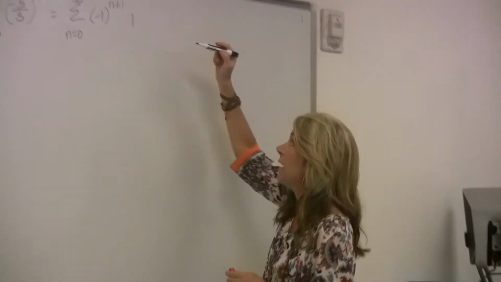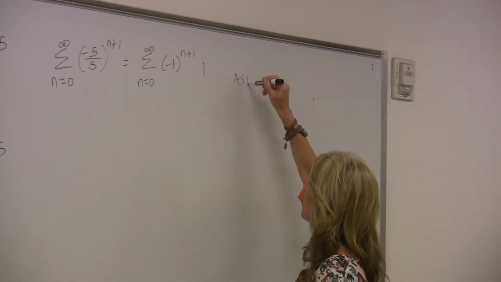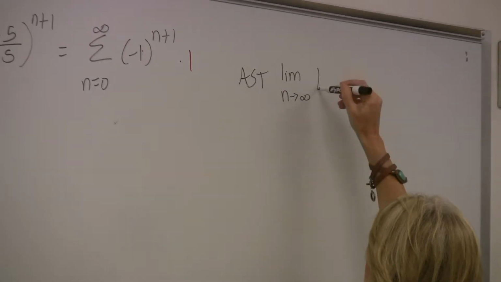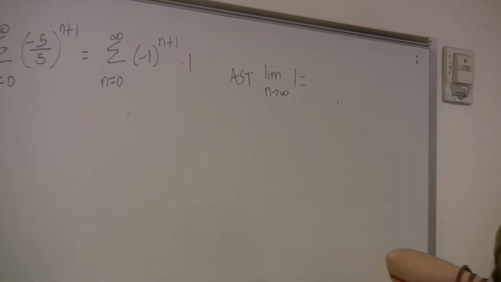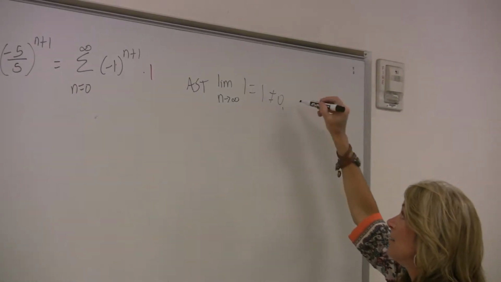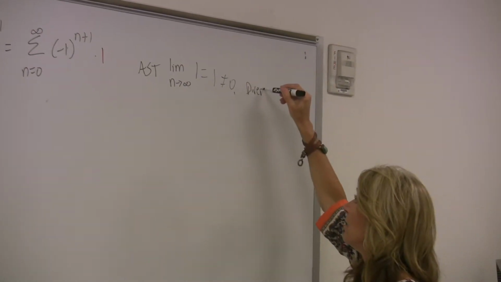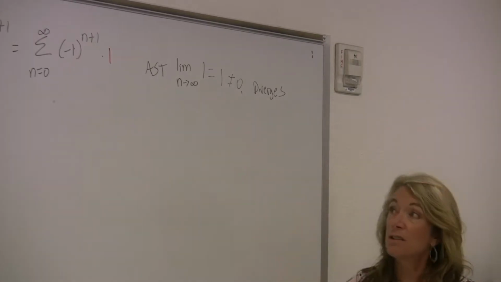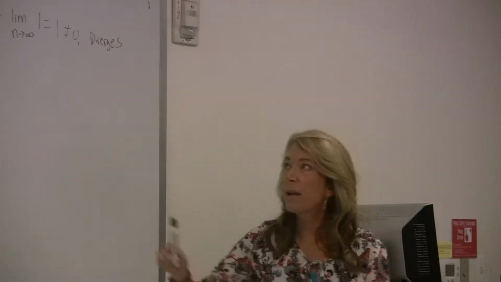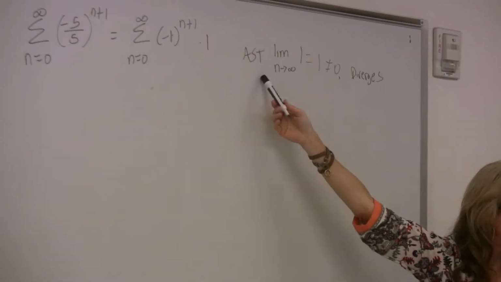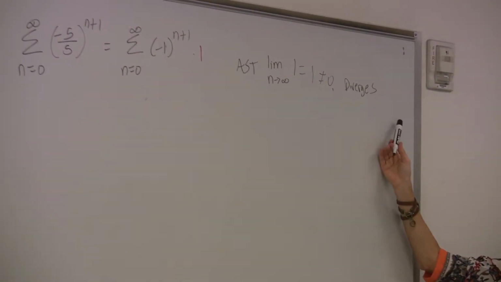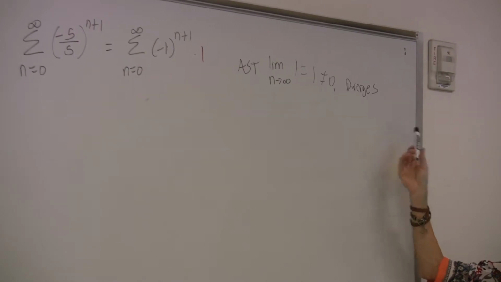Well, this one's alternating, so we can use the AST. Find out what that limit is. The limit of 1 is 1, and that's not 0. So it diverges at x equals negative 5 using the AST. By the way, if you tell me you're using the AST before you start, you don't have to tell me again at the end that it diverges by the AST. I can see that's what you did.